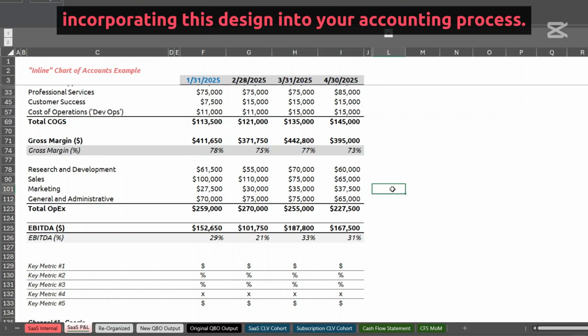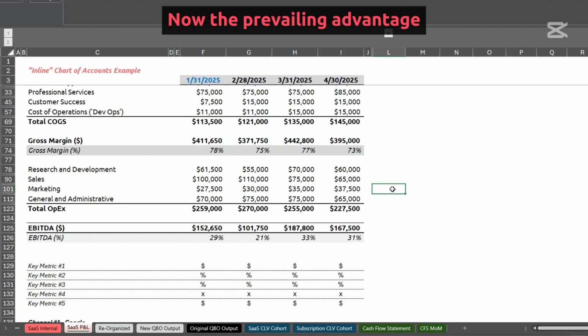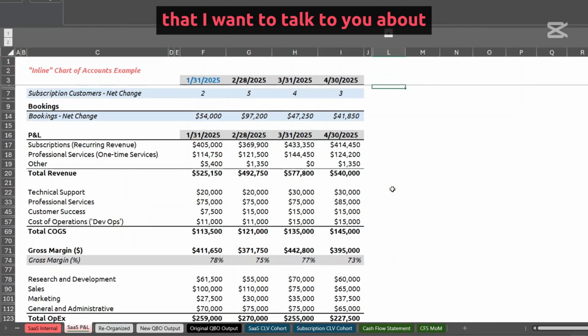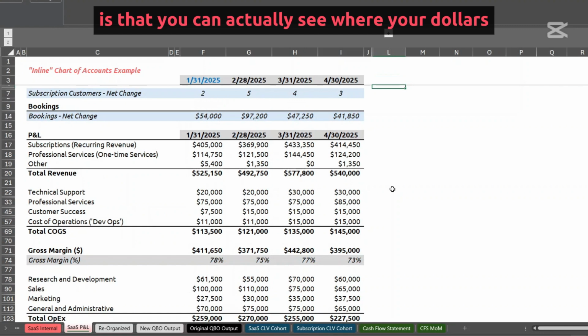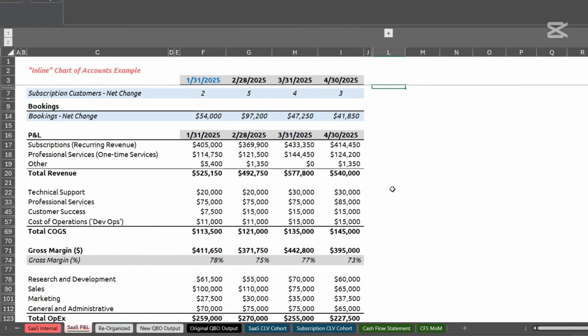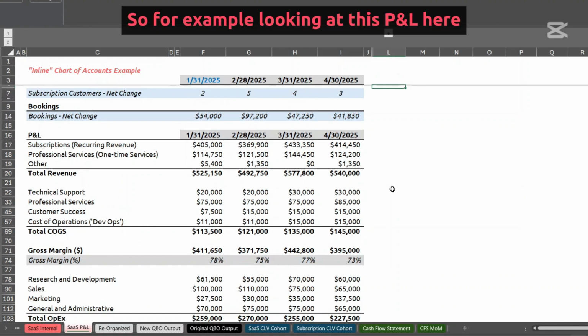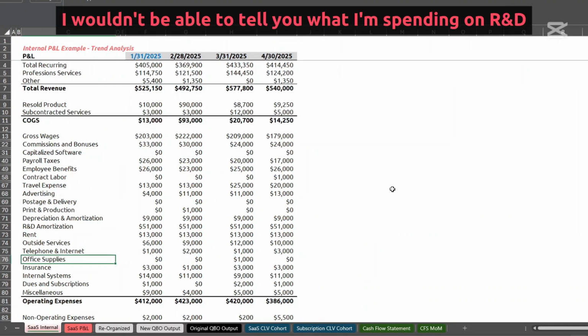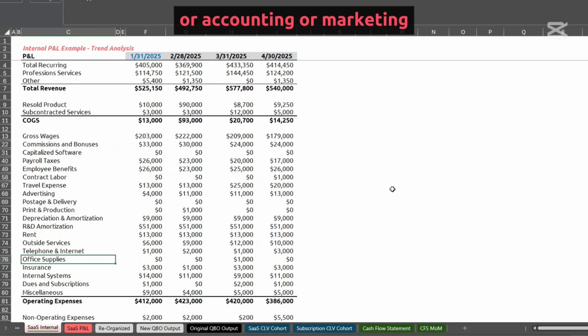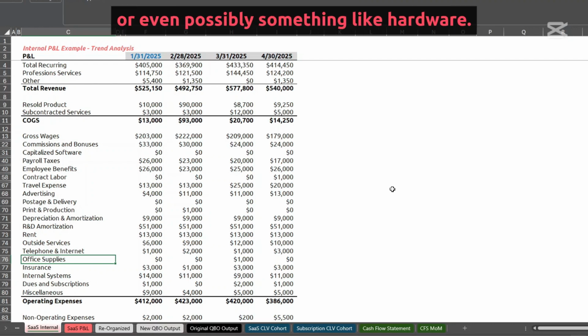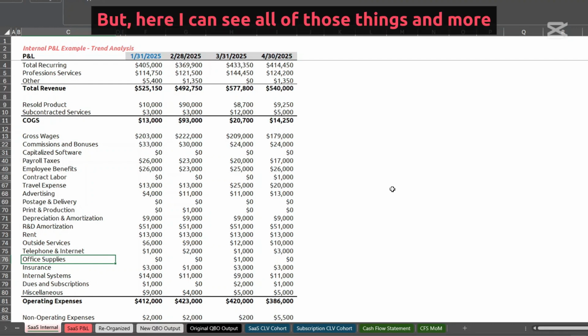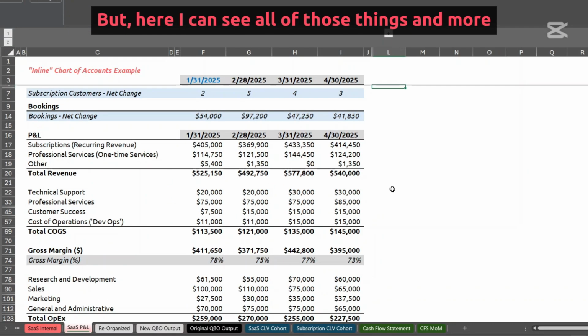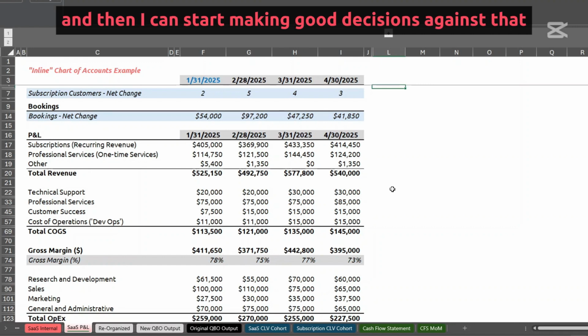Now, the prevailing advantage that I want to talk to you about is that you can actually see where your dollars are going. So for example, looking at this P&L here, I wouldn't be able to tell you what I'm spending on R&D or accounting or marketing or even possibly something like hardware. But here, I can see all of those things and more, and then I can start making good decisions against that additional insight.